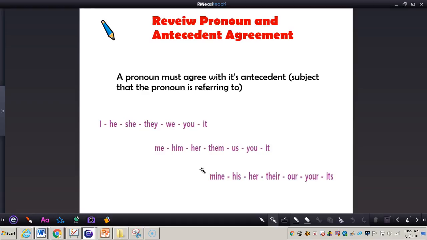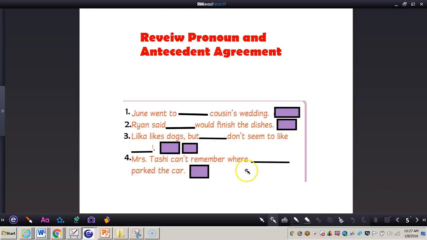Okay, so you need to have your writing journal out, your pencil, and also your practice companion book. And let's take a look at some example sentences. For number one, it says, "June went to blank cousin's wedding." I know that June is the antecedent, and I need a pronoun that agrees with that. And so I would have "her cousin's wedding."